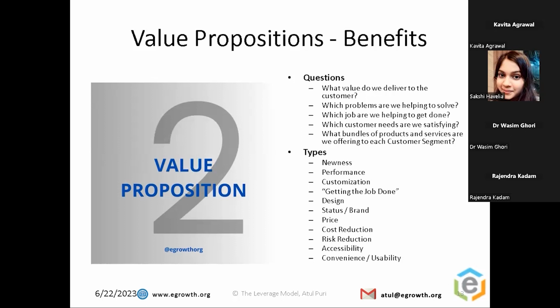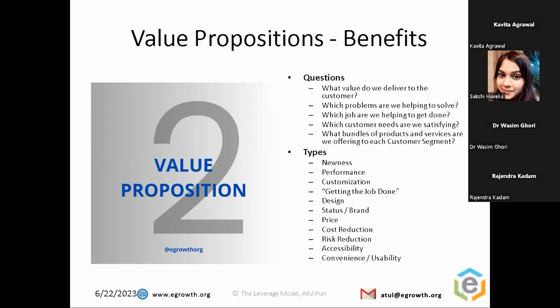And what we deliver to the customer is the value proposition. So we're talking about the value proposition over here. So the questions to ask are, what value do we deliver to our customer? What problems are we helping to solve for the customer? What job are we doing for the customer, or are we helping the customer to do or fulfill? What customer needs are we satisfying? What bundles of products and services are we offering to each customer segment?